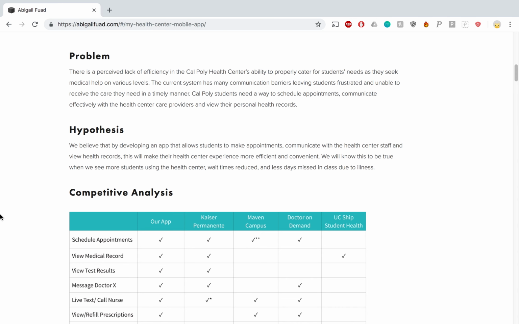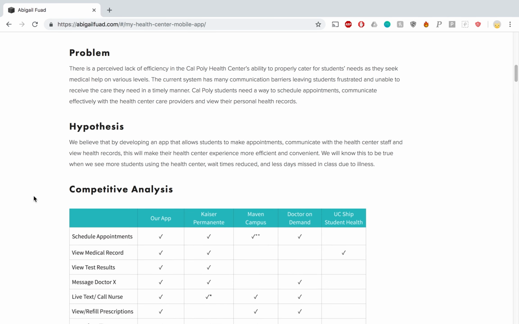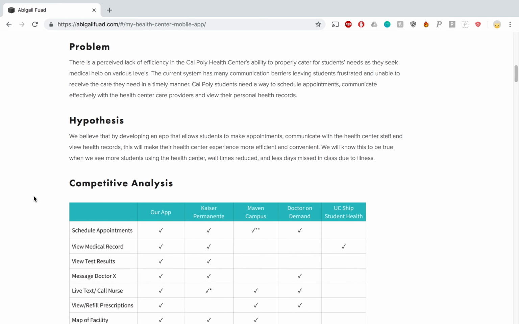So the first step we did in our UX research was developing a problem and a hypothesis. We found that the problem was this perceived lack of efficiency in the health center on campus in its ability to cater to students' needs as they seek medical help, along with fitting it into the flexibility of their own scheduling and lives. Our hypothesis was that developing an app where students are able to make appointments and communicate with the health center in a more efficient and convenient way would really solve the problem of the health center not properly catering to students.